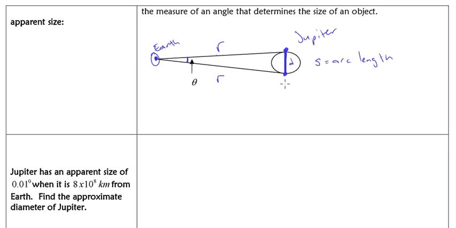So we'll have whatever the measure is. If we did it in degrees, we would have theta divided by 360 degrees equals our arc length divided by the circumference of the circle, which is 2 pi radius. Or if we had it set up in radians, we would have theta over 2 pi. Either one works out for us. It just depends on what we're given, if we're given degrees or if we're given radians.